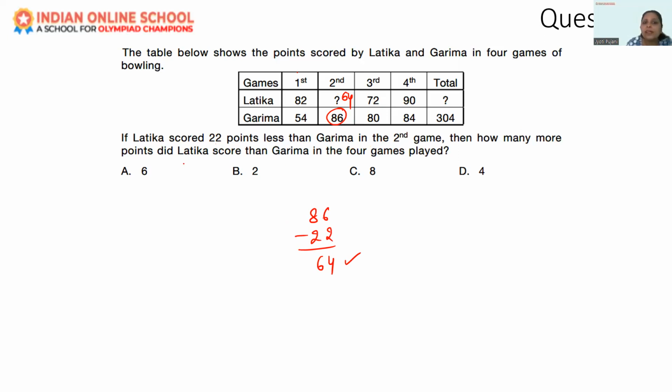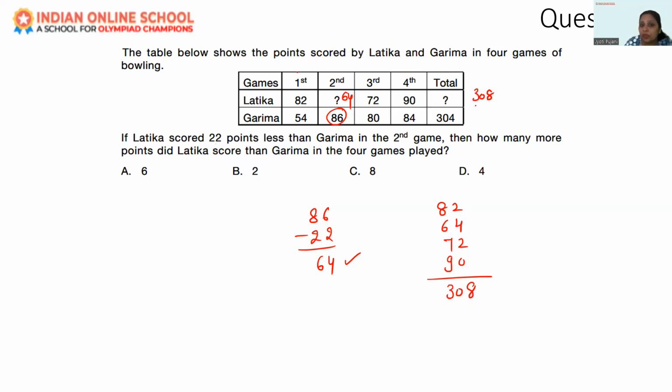How many more points did Latika score than Garima in the 4 games played? So I have to find the total scores of Latika first. Then I can tell you. So I will add them: 82 plus 64 plus 72 plus 90. 2, 4, 6, 2, 8. 8, 6, 14. 14 and 7 is 21. And 9 is 300. So it is 308.